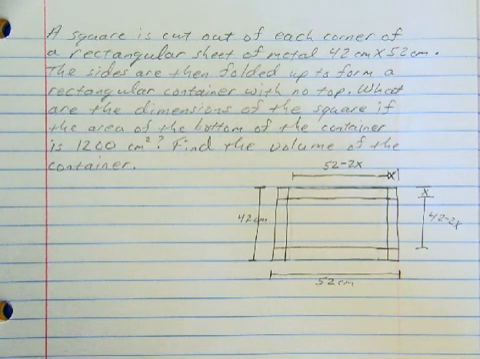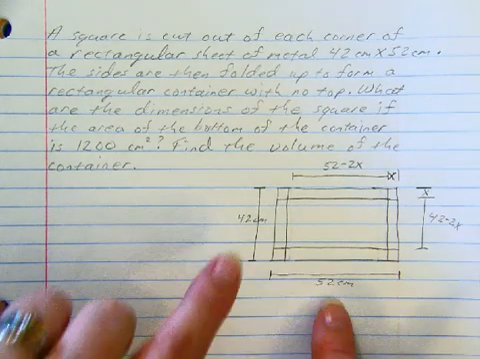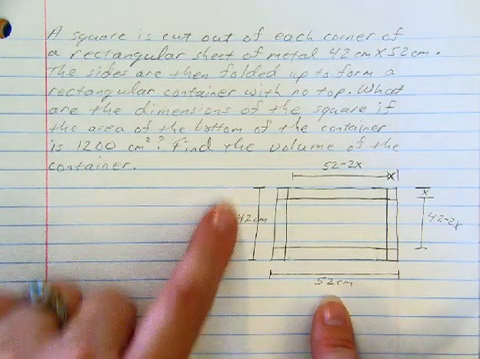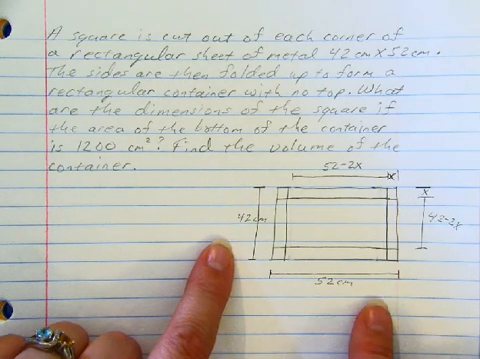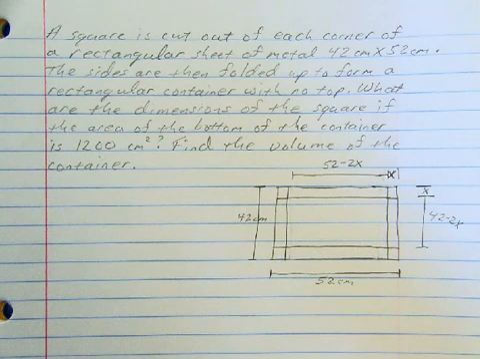For example 4, we have a square is cut out of each corner of a rectangular sheet of metal that's 42 centimeters by 52 centimeters. So I drew that out already. So I've got the whole width here and the whole length of 42 and 52. The sides are then folded up to form a rectangular container with no top.